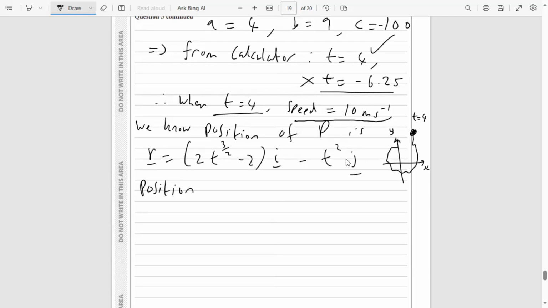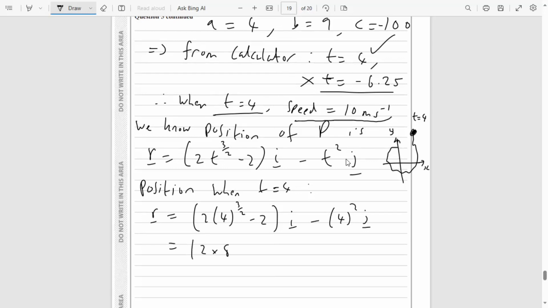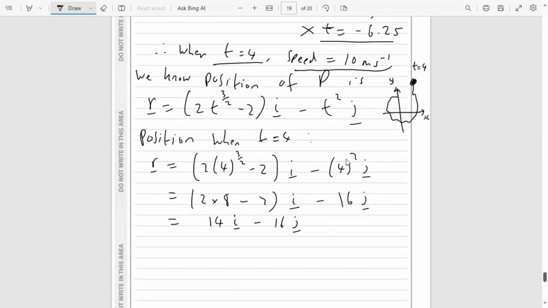So let's find the position 4 seconds later. When t is 4, we plug that into our position vector. That's 2 times 4 to the power 3 over 2, take away 2 in our I direction, and then take away 4 squared in our J direction. 4 to the power 1.5 is the same as square rooting 4 and then raising it to the power of 3, so that's 2 times 8, take away 2 in our I direction. And 4 times 4 is 16, so 16J. So 2 times 8 is 16, take away 2 is 14, so 14I minus 16J. Right, so we know our position vector 4 seconds later.